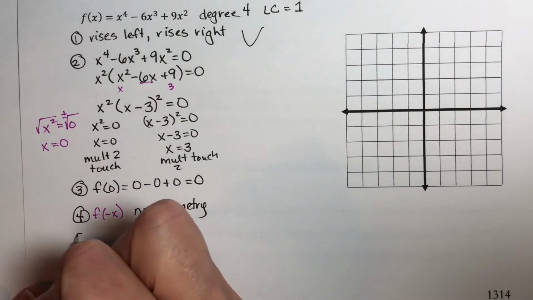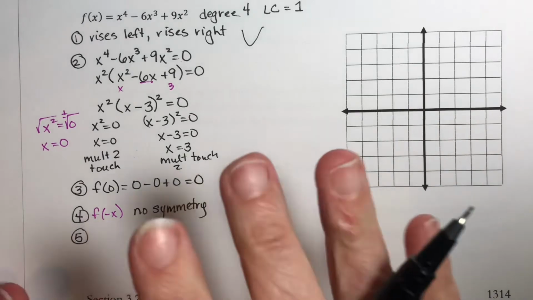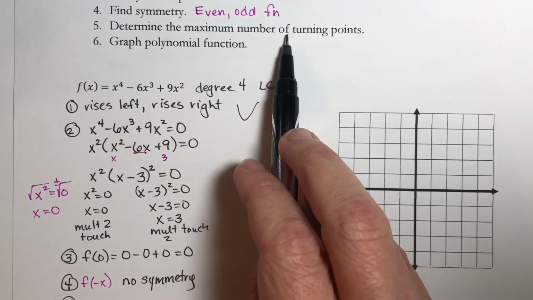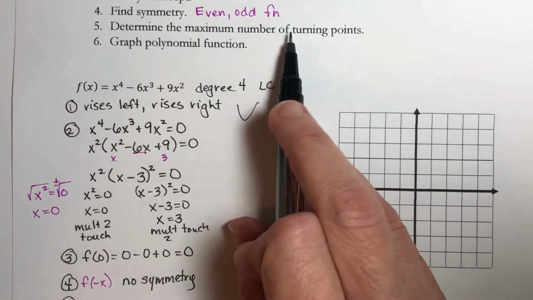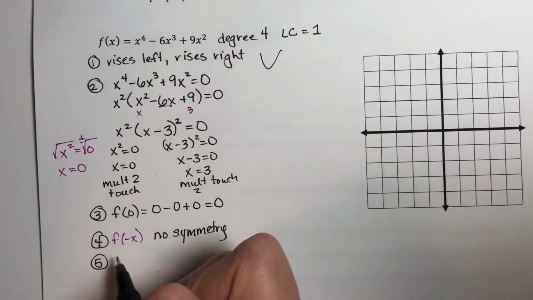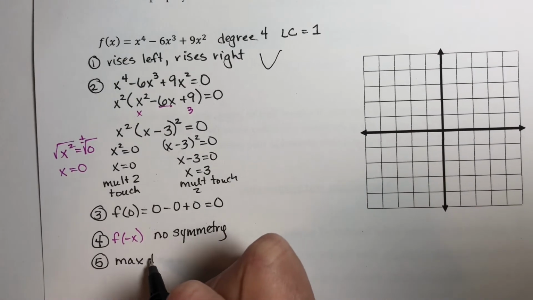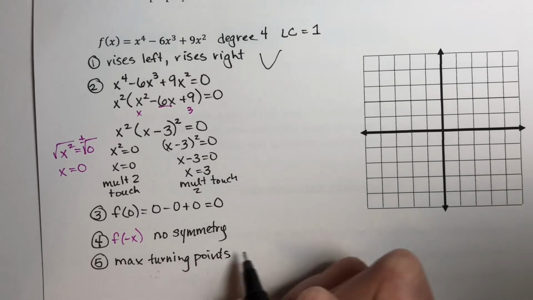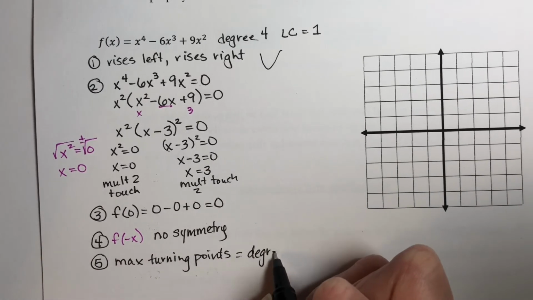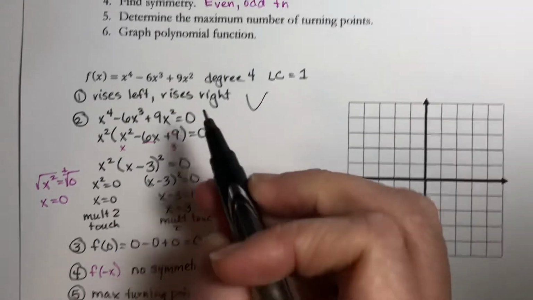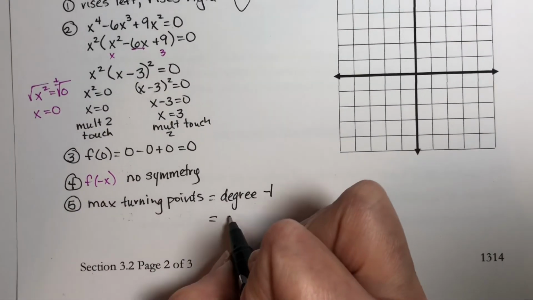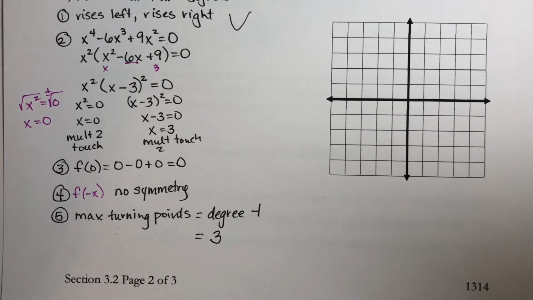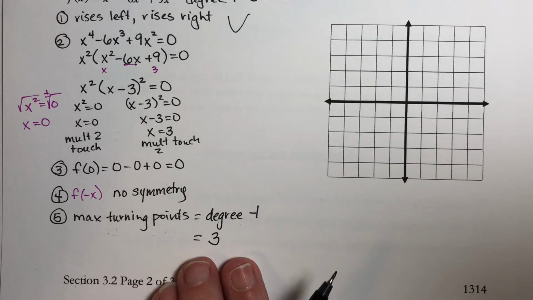Okay. Part 5. This is nice when you get it. You don't often get it. All right, so part 5. Determine the maximum number of turning points. Well, the maximum number of turning points is the degree minus 1. So our degree was 4. So the maximum number of turning points is 3. We don't have to use them all, but the most we are allowed to have is 3.